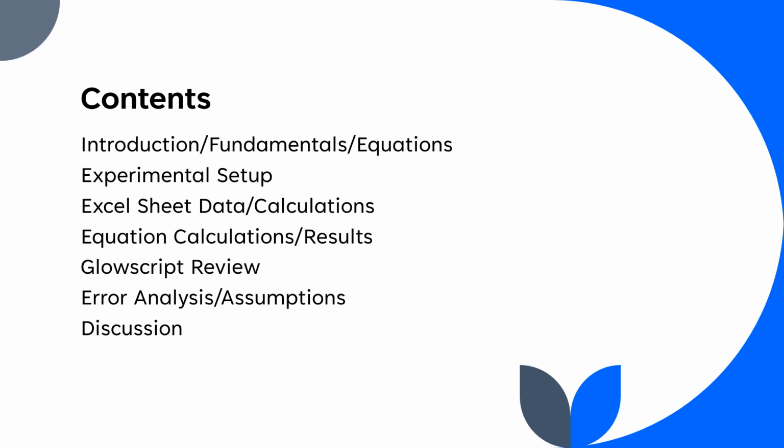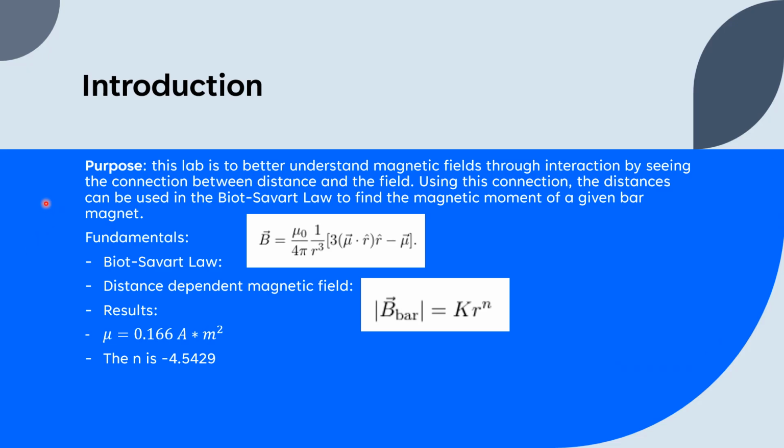So to start, the purpose of this lab is to better understand magnetic fields through interaction by seeing the connection between distance and the field. Using this connection, distance can be used in the Biot-Savart law to find the magnetic moment of a given bar magnet.